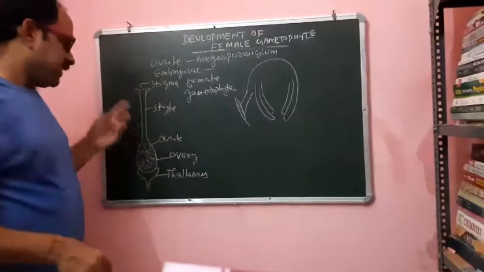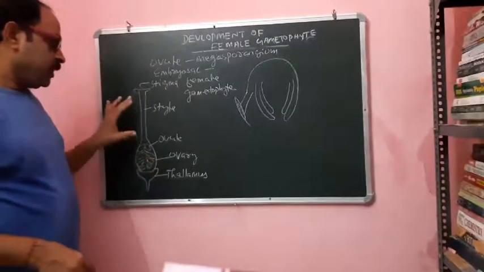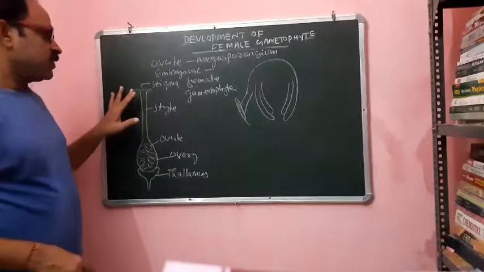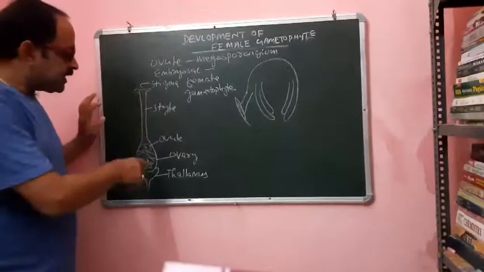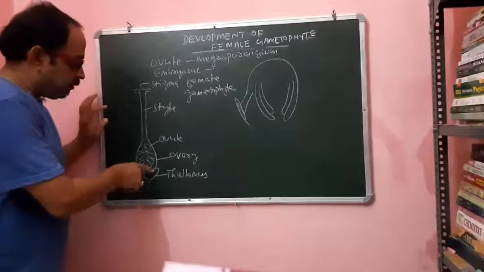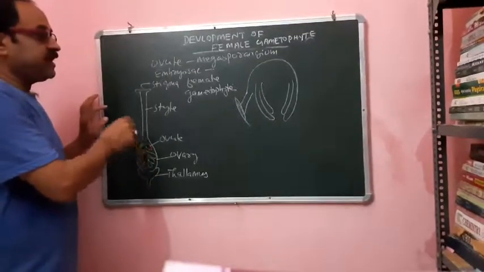The gynoecium has three parts. The basal swollen portion is called ovary, the elongated portion is called style, and the upper portion is called stigma. Inside the ovary, ovules are present, and at the base is the thalamus.